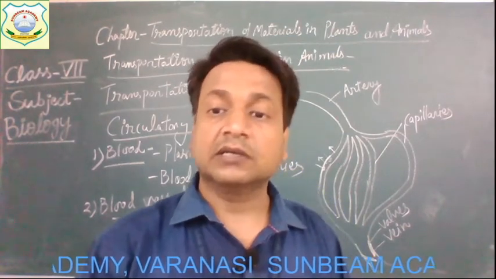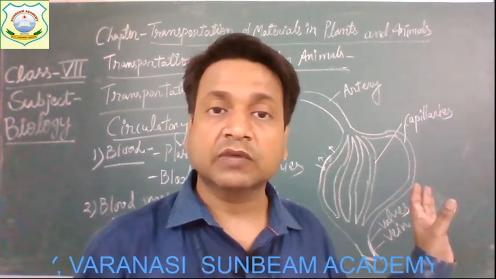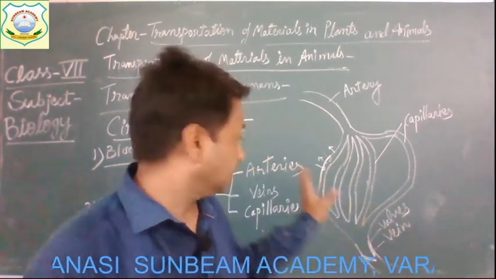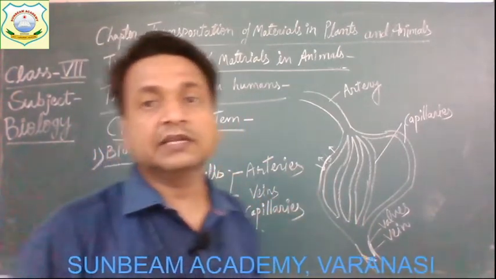So blood vessels are of three kinds. The first one is arteries, second one is veins, and third one is capillaries.